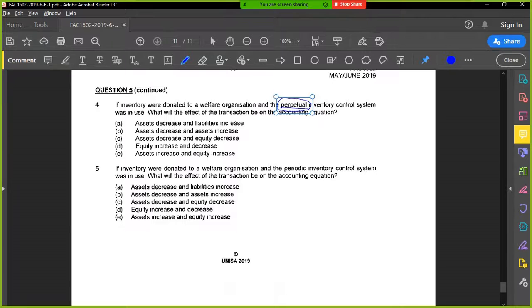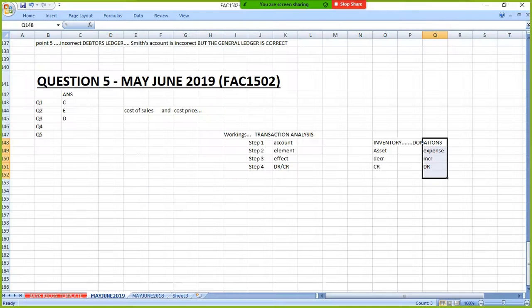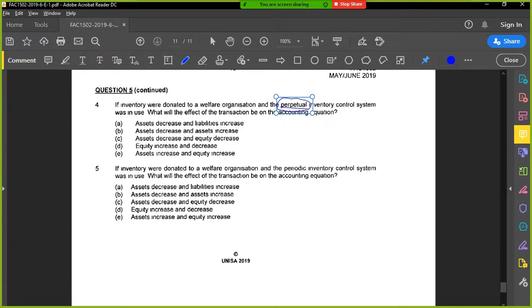Which option? Okay, expenses. If expenses increase, how does that affect equity? It decreases equity. Correct. Now we've got the answer because they've taken a step further. So equity decrease, asset decrease. Assets decrease, equity decrease, C.